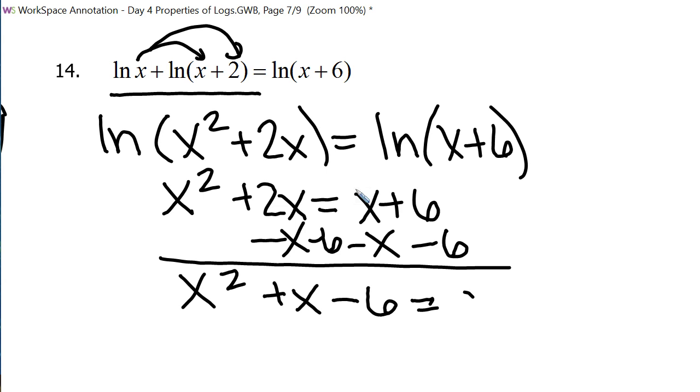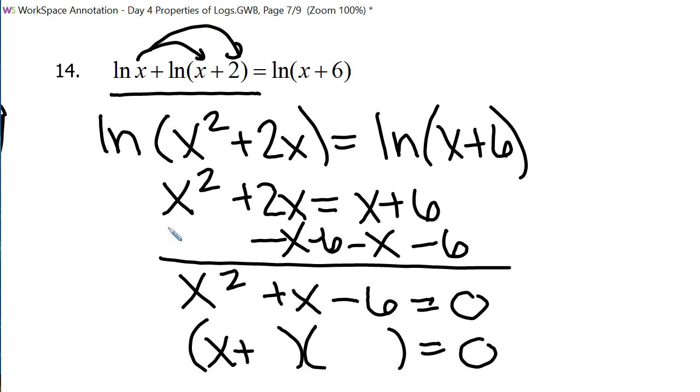Now you can do quadratic formula, but this one factors. And what two numbers multiply to negative 6 and add to positive 1? Positive 3 and negative 2. So when you set the factors equal to 0, what would be the first solution? Negative 3. And what's the second solution? Positive 2. Now check your answers to make sure none of them give you a negative. But can I put a negative 3 right here for x? No. So that one is extraneous. Throw it out. It's not included in the answer.